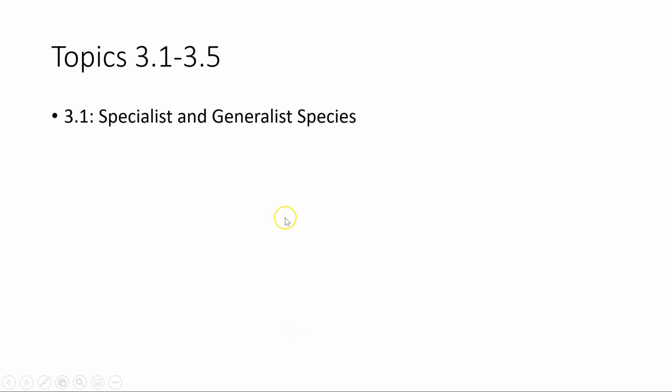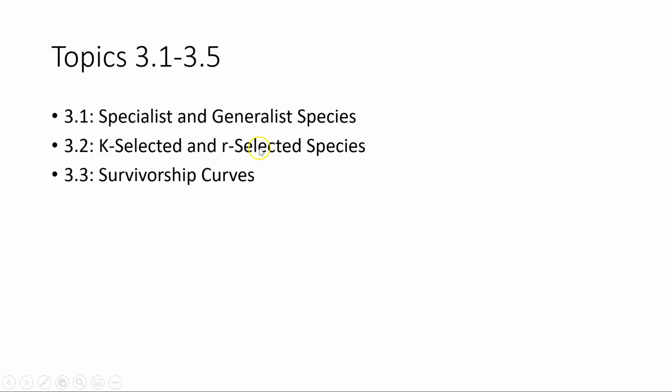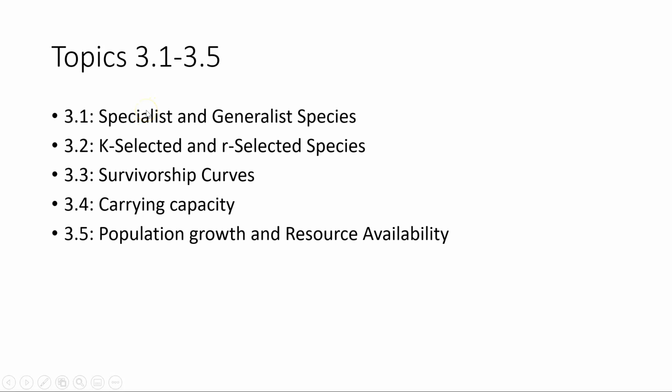Okay, so the five topics we will cover are specialist and generalist species, so we'll do a very fast review of that. We're going to discuss K-selected and R-selected species and what those mean. And then we'll compare those two selected species to what we call a survivorship curve. Then we'll talk about the term carrying capacity and what that means. And then we'll talk about how carrying capacity ties in with population growth and resource availability.